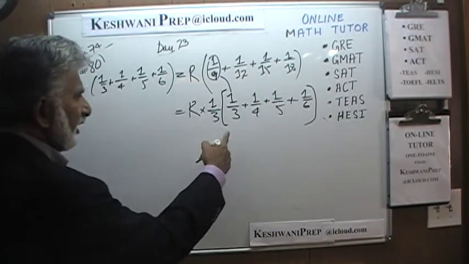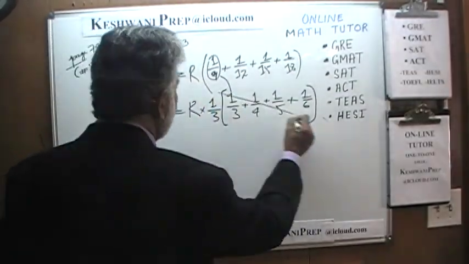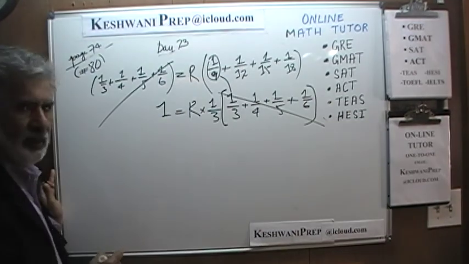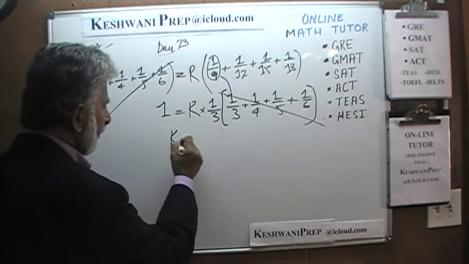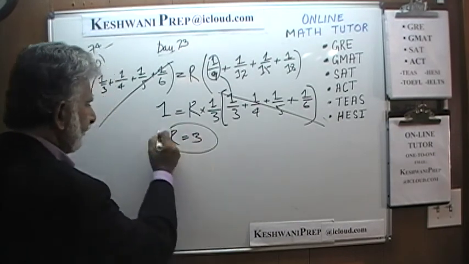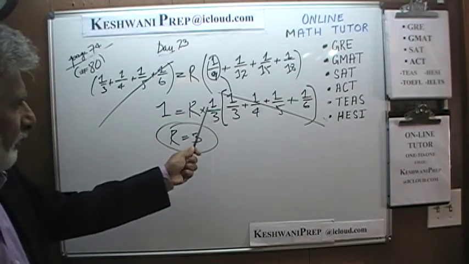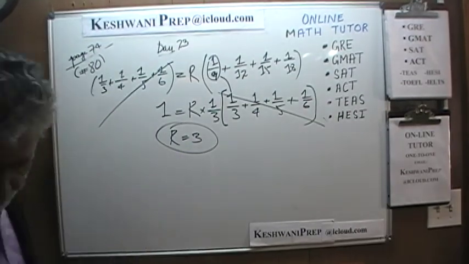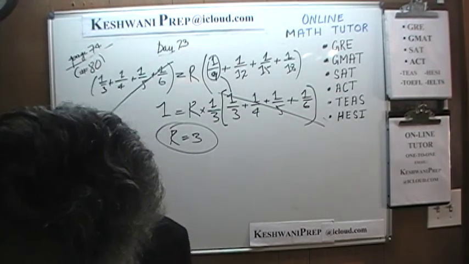If you divide both sides by this quantity, 1/3 plus 1/4 plus 1/5 plus 1/6, it drops out, and here we're left with 1. So 1 equals R times 1/3, R of course equals 3, because 3 times 1 third will give you the 1. That was number 80. Let's move on then to 81 to see what we have.